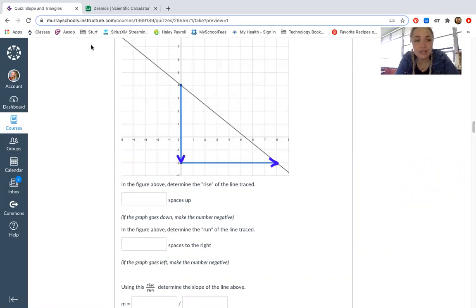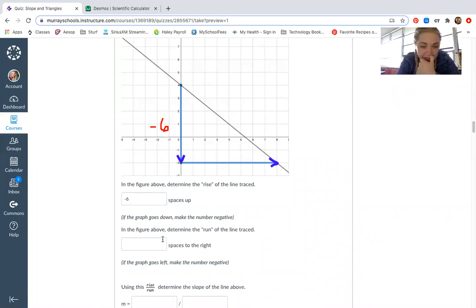So this is actually going, and I'm going to use my marker here. This is going 1, 2, 3, 4, 5, 6 spaces down. So I would call that a -6. All right, so when it says blank spaces up, I'm going to say -6 spaces up. And if the graph goes down, make the number negative.